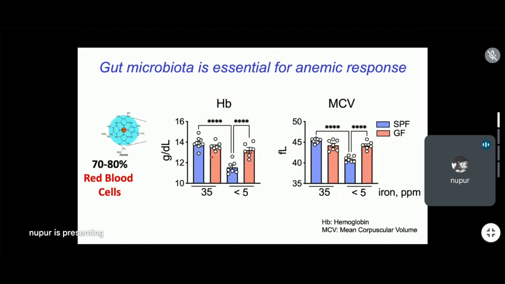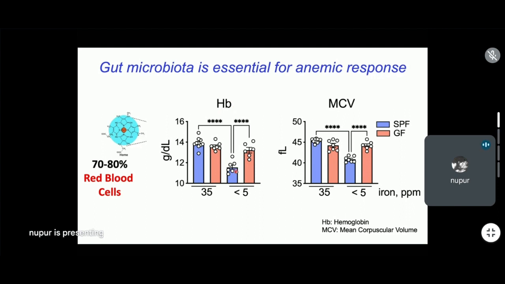If you look at this, I'll first draw your attention to these blue bars. Within 2 weeks, these iron-deficient SPF mice are anemic, as they should be. Looking at hemoglobin and RBC volume, the two most important markers of iron deficiency anemia, hemoglobin is low and RBC size is low. That's why iron deficiency anemia is called microcytic, because the size is low, and hypochromic, because they have less coloration, or less hemoglobin.